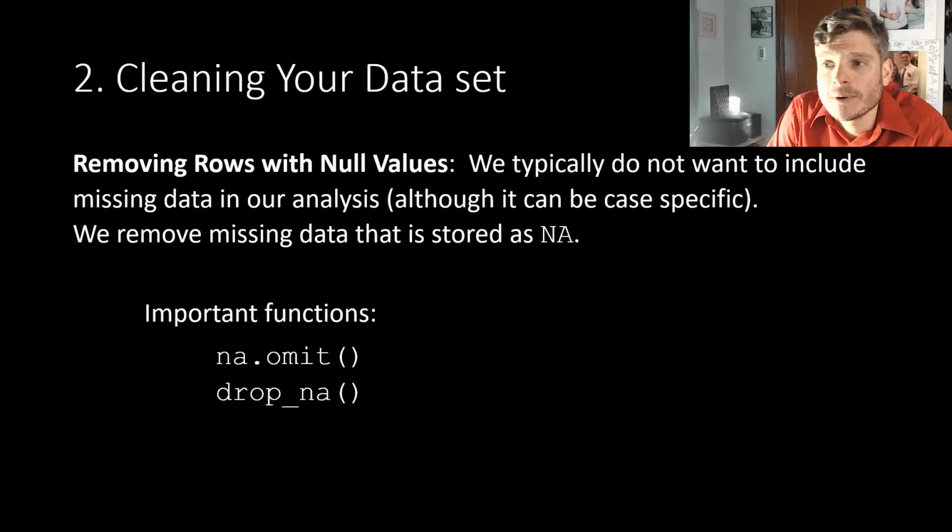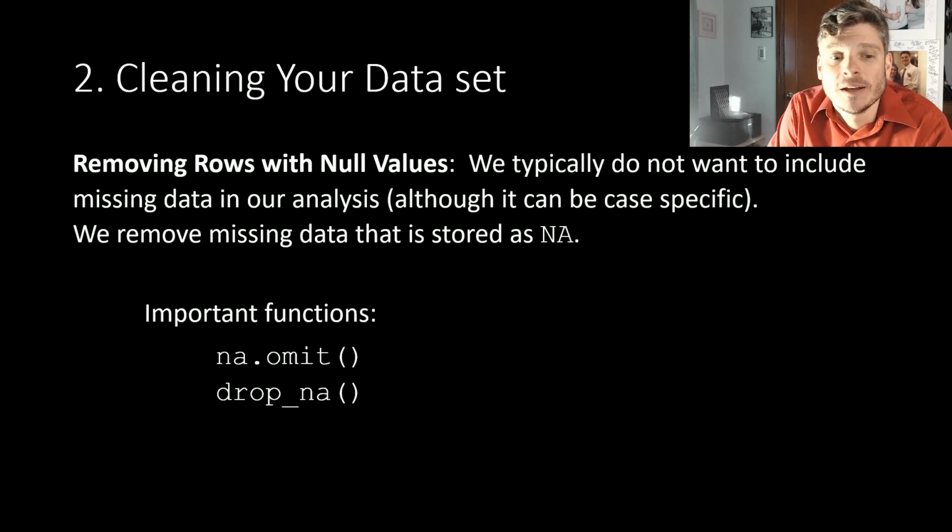Another part of cleaning your data is removing rows. Again, we typically have that falling into two categories as well. I want to remove rows that have null values. Like I said, null values are going to cause warnings when I try to do my data analysis, so typically we don't want to include them. Now, that's not always the case. It can be case specific. Sometimes we may want to keep our NA values, but most of the time we want to get rid of them. There are two functions that can do this, na.omit or drop_na.